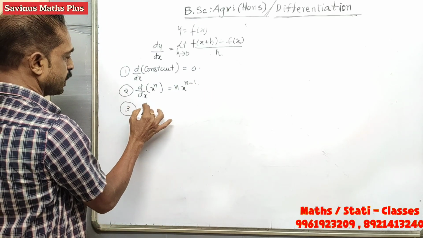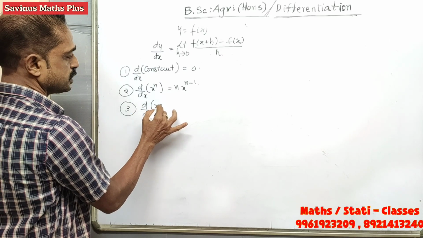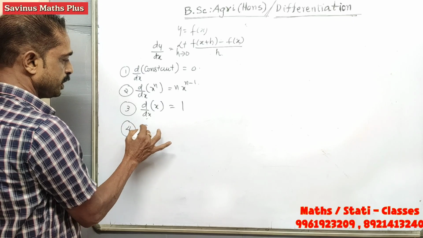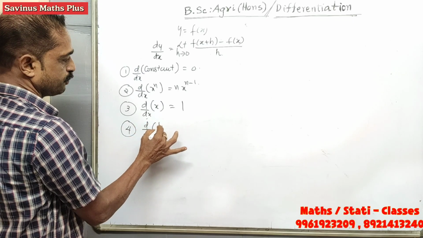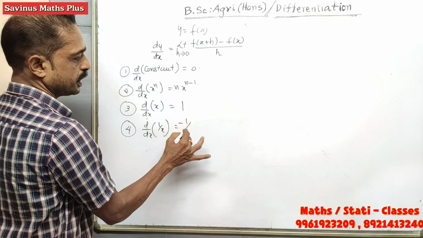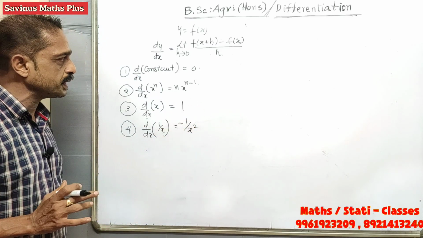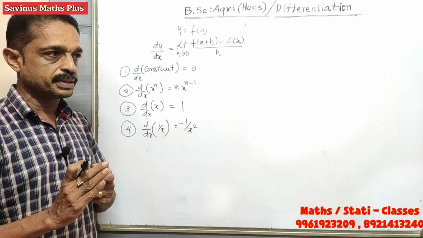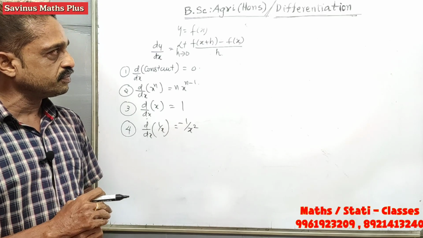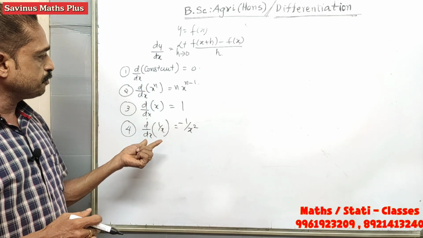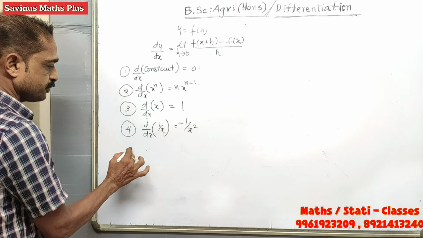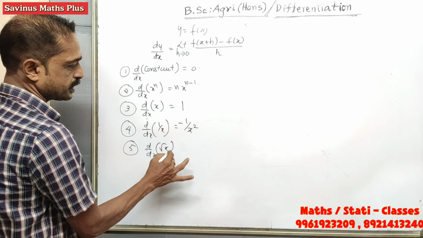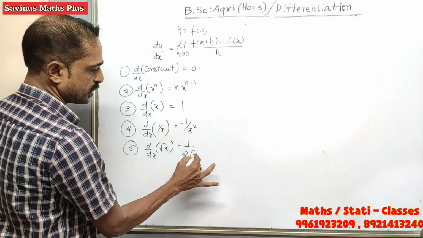D by dx of x is equal to 1. The derivative of x with respect to x is 1, and d by dx of 1 by x is equal to minus 1 by x square. You will have to learn all these standard results by heart, then only you will be able to solve problems of differentiation. D by dx of root x is 1 by 2 root x.